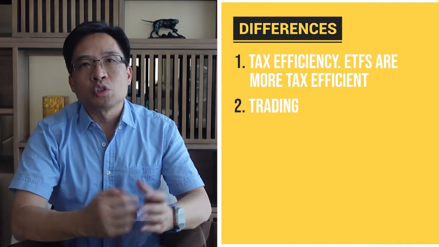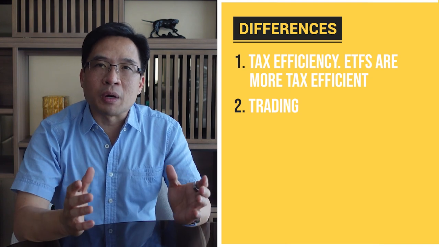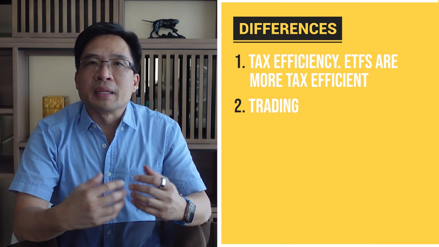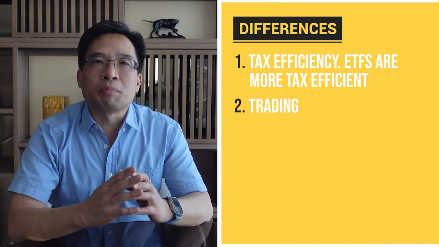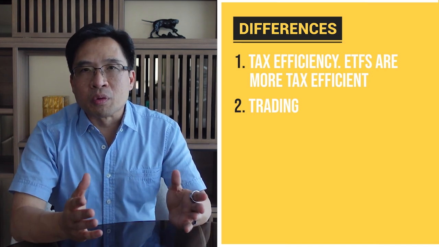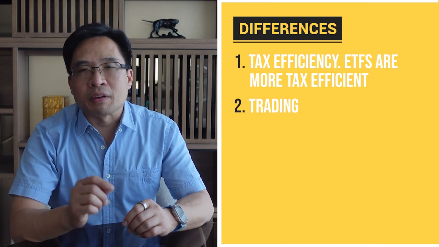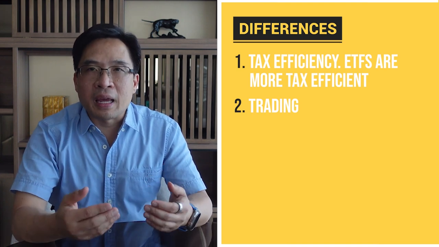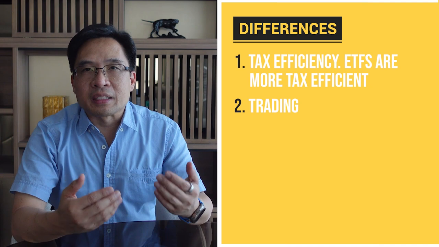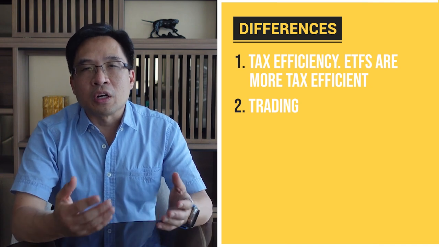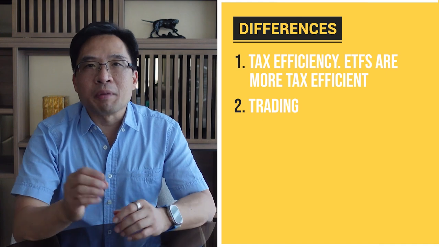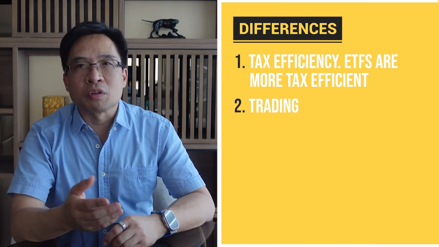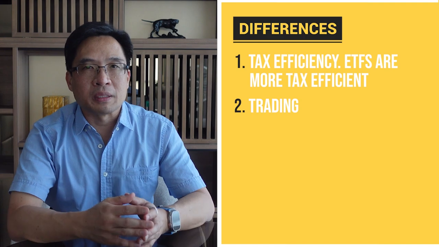Number two, trading. Mutual funds are bought and sold through the fund company that creates, manages, and distributes them. In most cases, you can also buy the mutual fund through other brokers, but you might have to pay a commission. The transaction happens at the end of each day at the net asset value at the close. In contrast, ETFs trade like stocks on a stock exchange and can be bought and sold using any stock broker throughout the trading day at market prices.